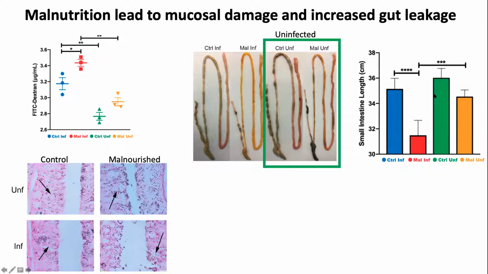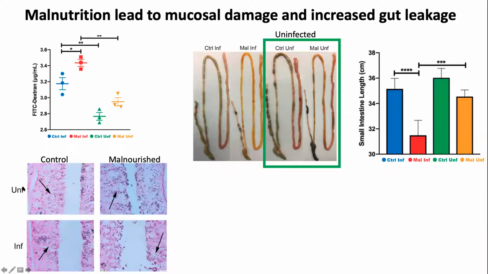When we measure the length, we see that the small intestines in the malnourished mice that are infected are much shorter. So the red, suggesting that there is something happening to these mice. So what we did is we sectioned these small intestines and then did H&E staining to determine if there is any damage. The top panels are the uninfected, and the bottom panels are the infected. On the left is the control, on the right is the malnourished.